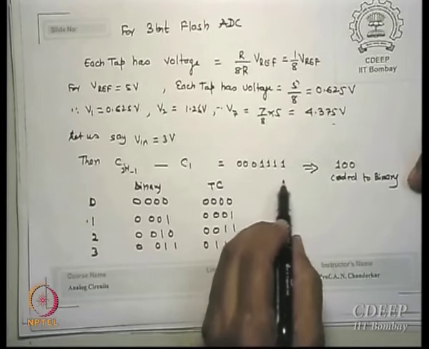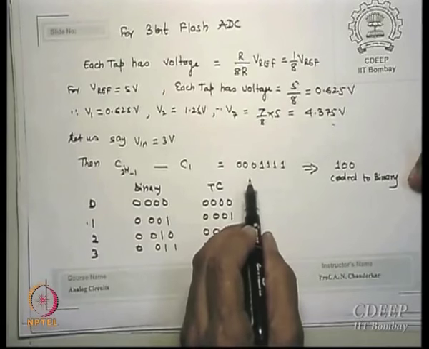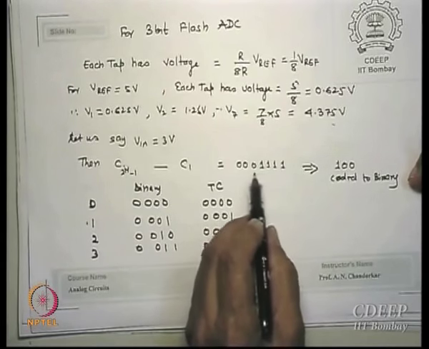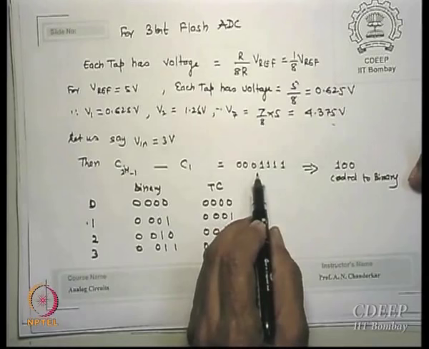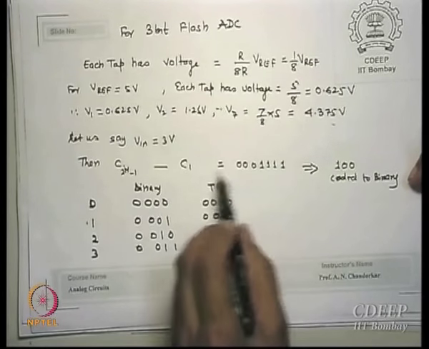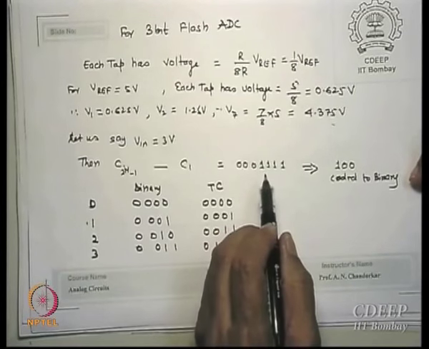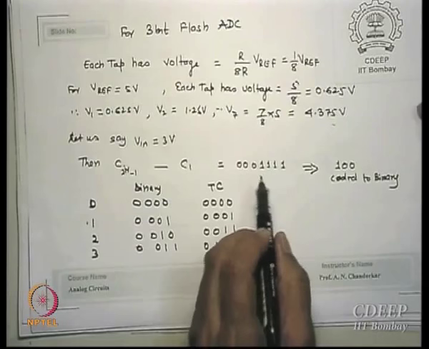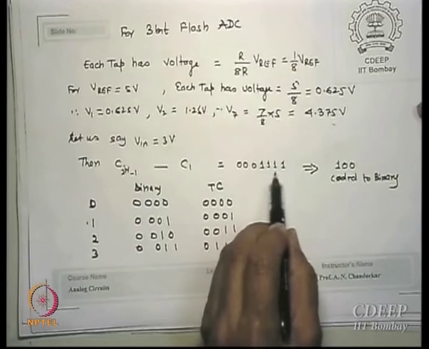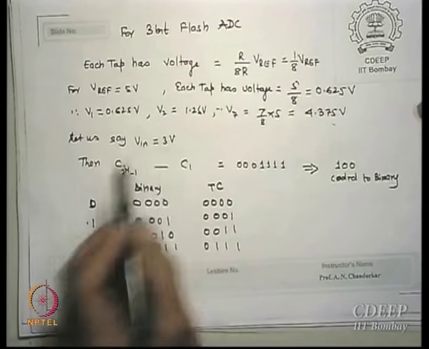Then what is the temperature code we are looking for? 0 is 8 bit, 7 bit code. By the way, temperature codes are 7 bit codes, 2 to the power n minus 1 bit codes. So it is 0, 0, 0. Why is the 8th not used? Because 0, 0 is always 0, 0. So the 8th is never used. So 0, 0, 1, 1, 1. 3 volt, okay.